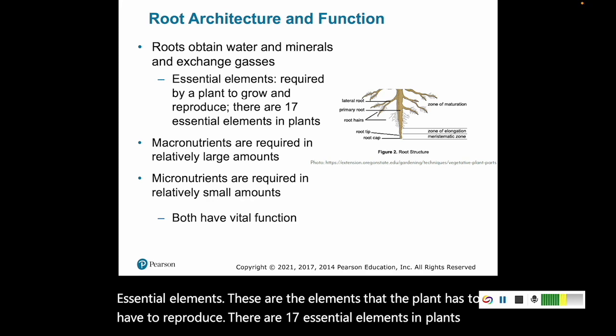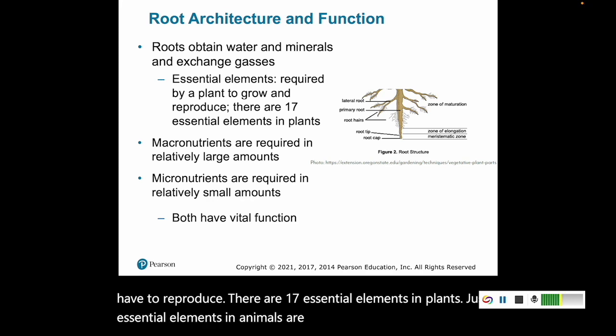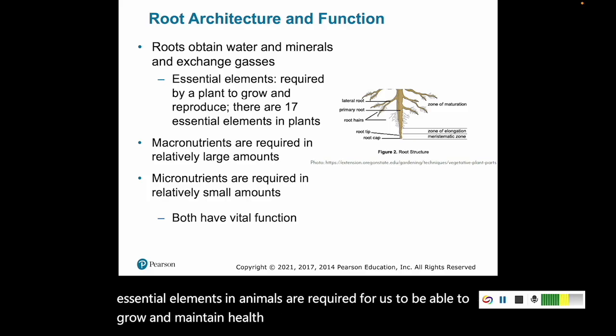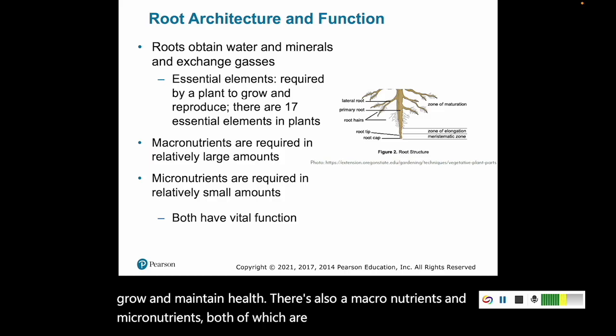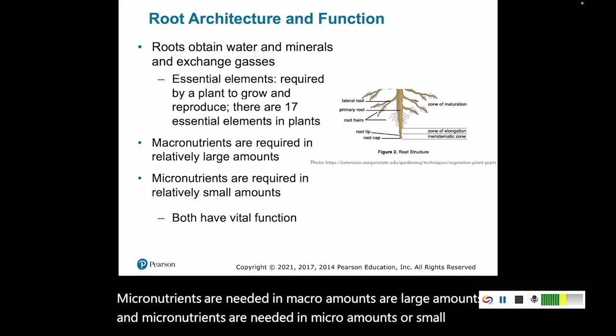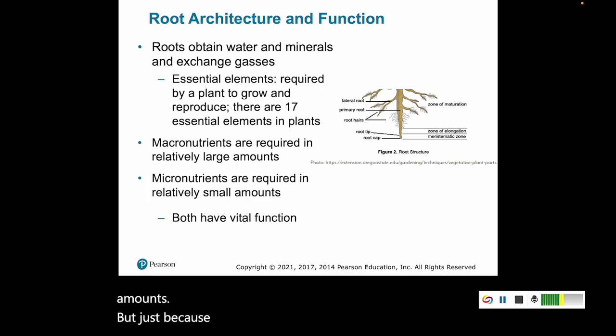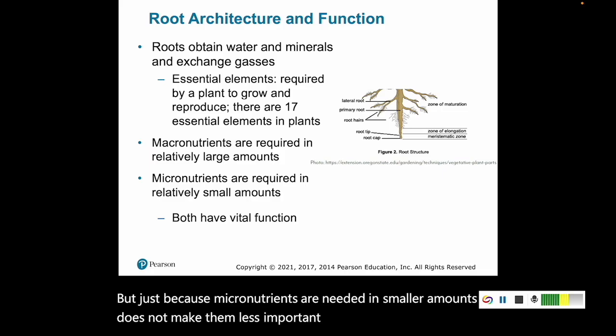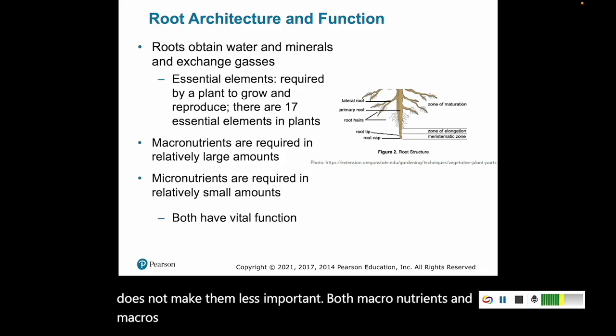Just like essential elements in animals are required for us to be able to grow and maintain health, there's also macronutrients and micronutrients, both of which are vital to the function of a plant. Macronutrients are needed in macro amounts or large amounts, and micronutrients are needed in micro amounts or small amounts. But just because micronutrients are needed in smaller amounts does not make them less important. Both macronutrients and micronutrients are vital for a plant's health.